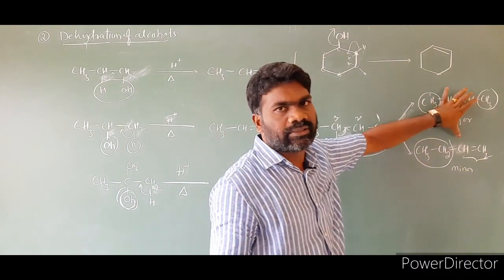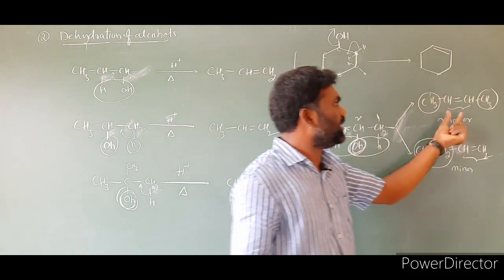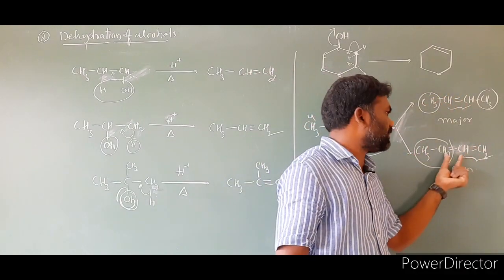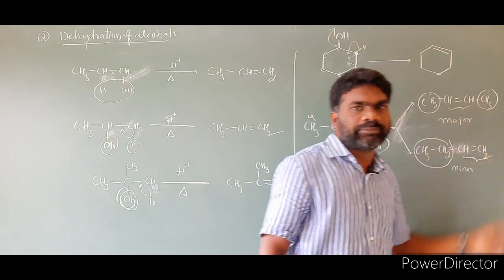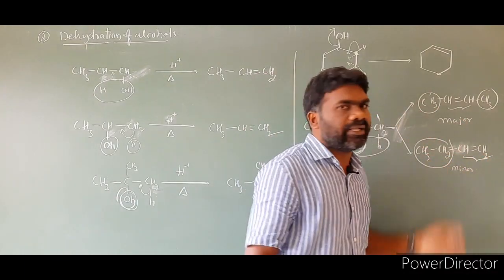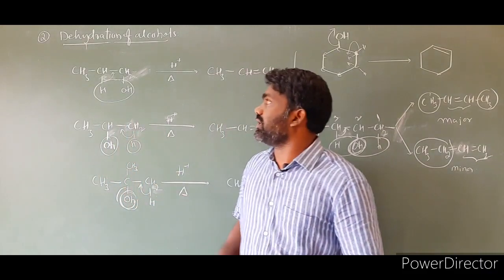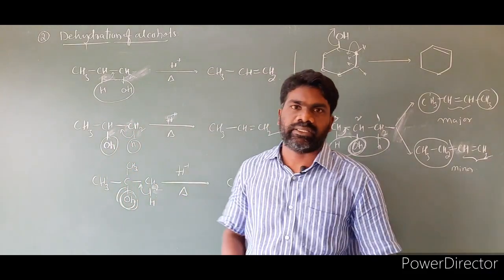Simply, we can take this as the main product. Why? The double bond carbon here is attached to two substituents, but here it is attached to only one substituent. This is the major and this is the minor. These are some examples of dehydration of alcohols to form alkenes.